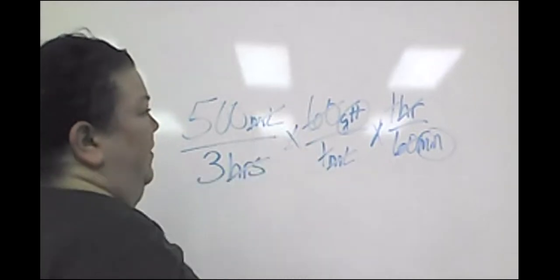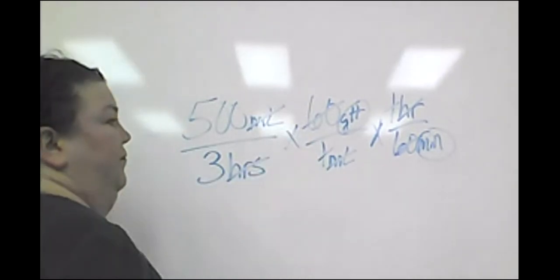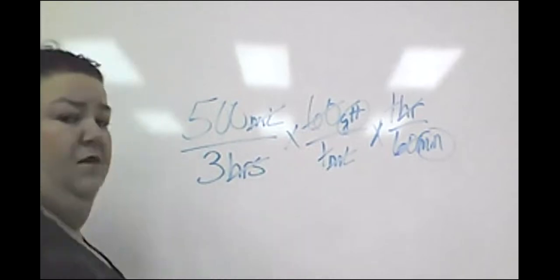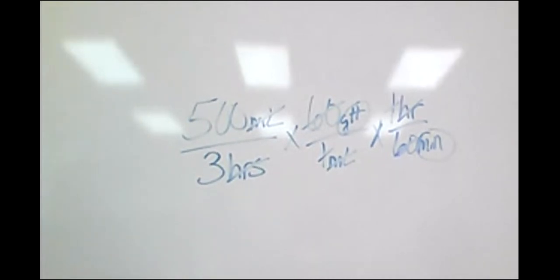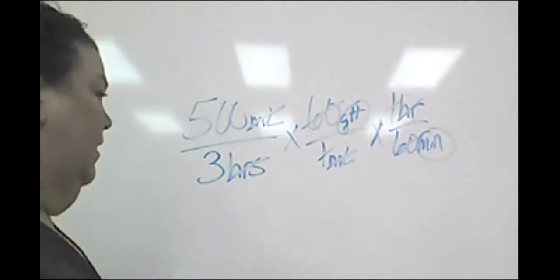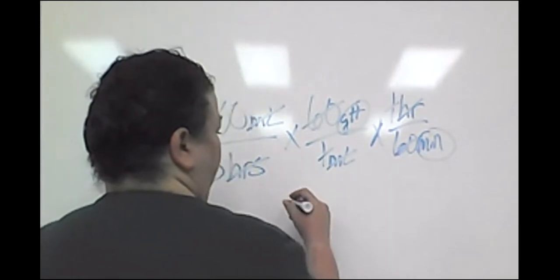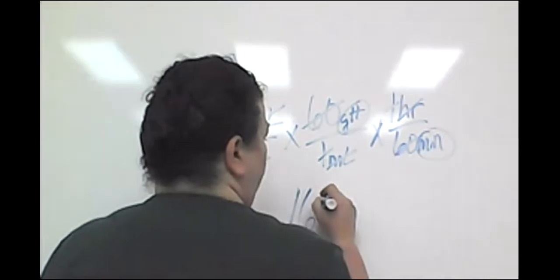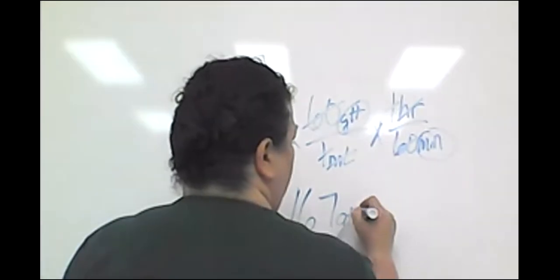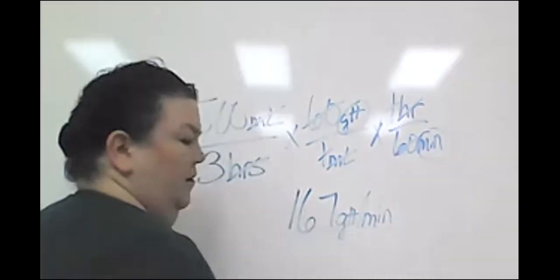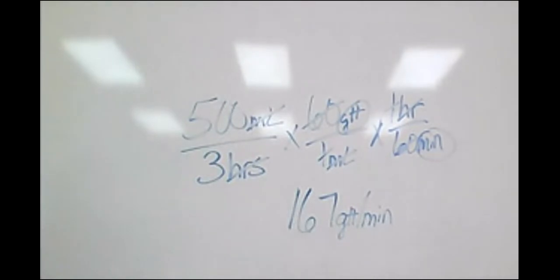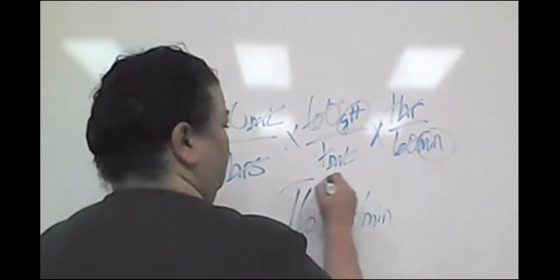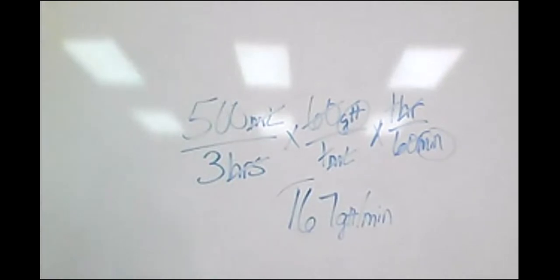So now on the numerator side, the only number I'm left with is 500. And on the denominator side, the only number I'm left with is 3. So 500 divided by 3. And remember, we have to go to the nearest whole number because we cannot deliver a partial droplet. That is 167 drops per minute. Rounded it up to the nearest whole number.